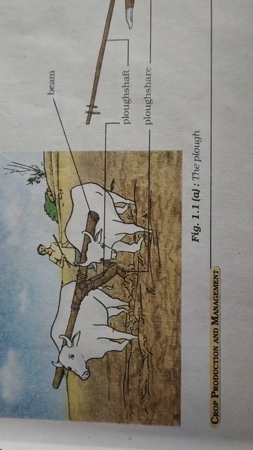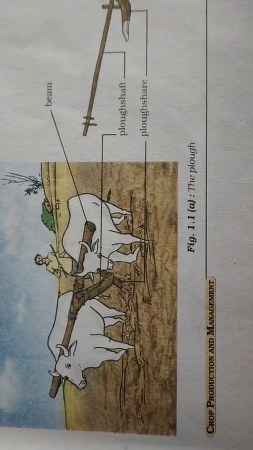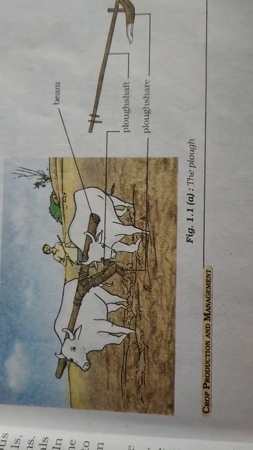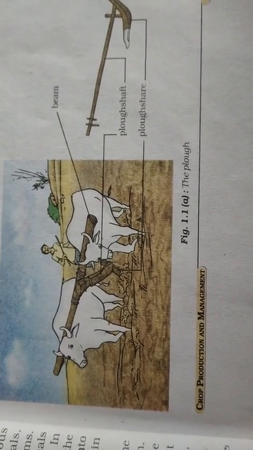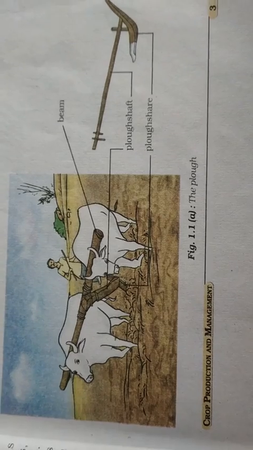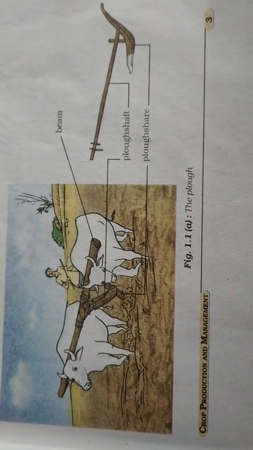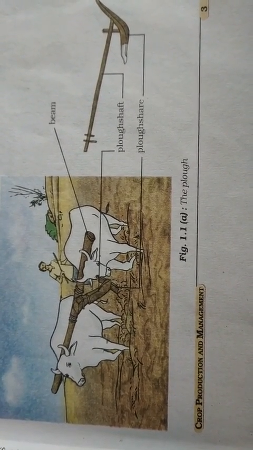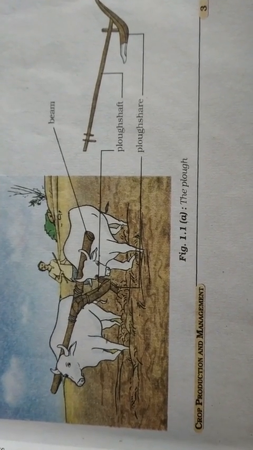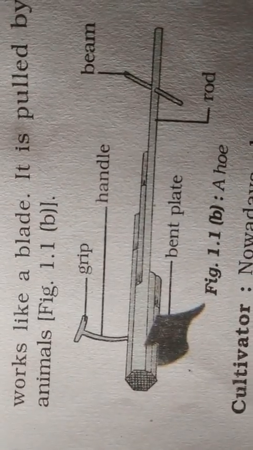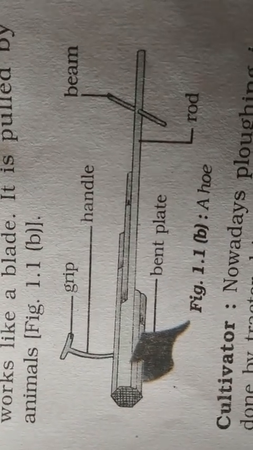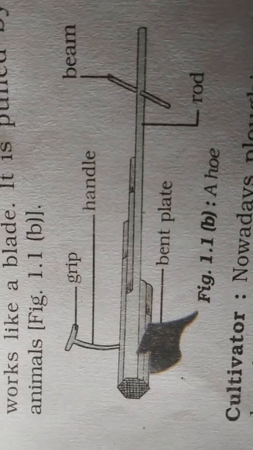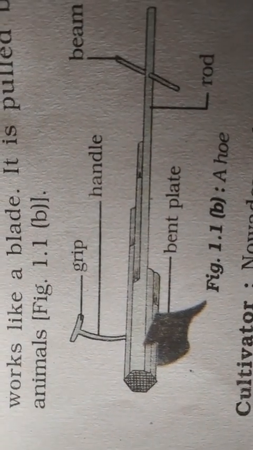The next one is the hoe, H-O-E. Hoe is a simple tool which is used for removing weeds and for loosening the soil also. For the purpose of removing weeds as well as loosening the soil, the hoe is used. It has a long rod of wood. Here in this picture you can see the image of the hoe.